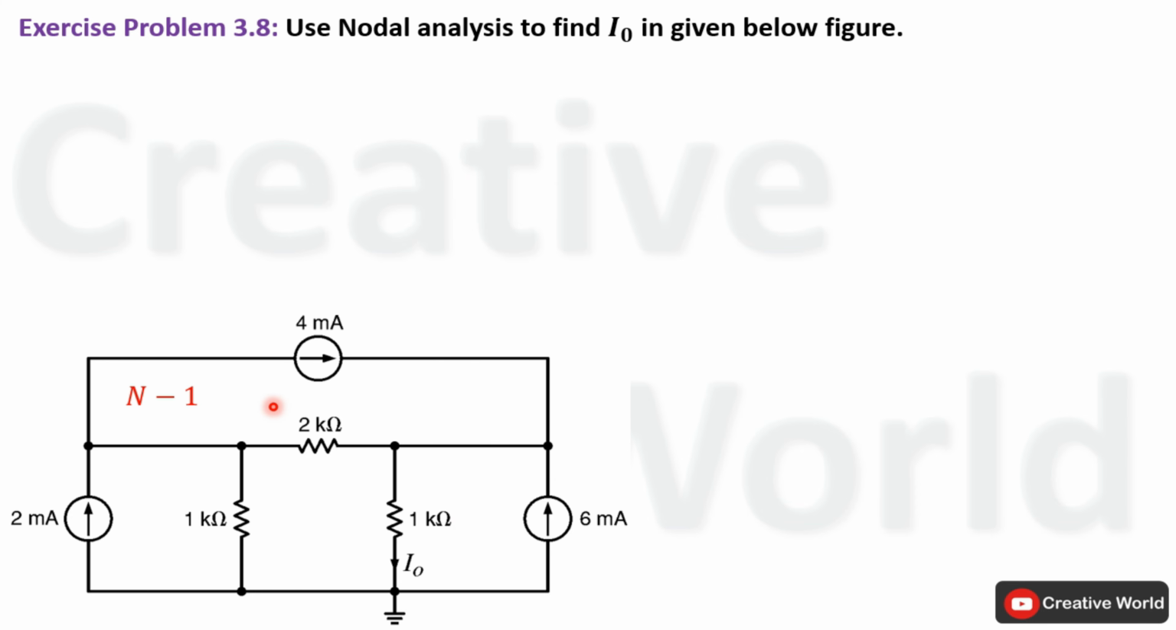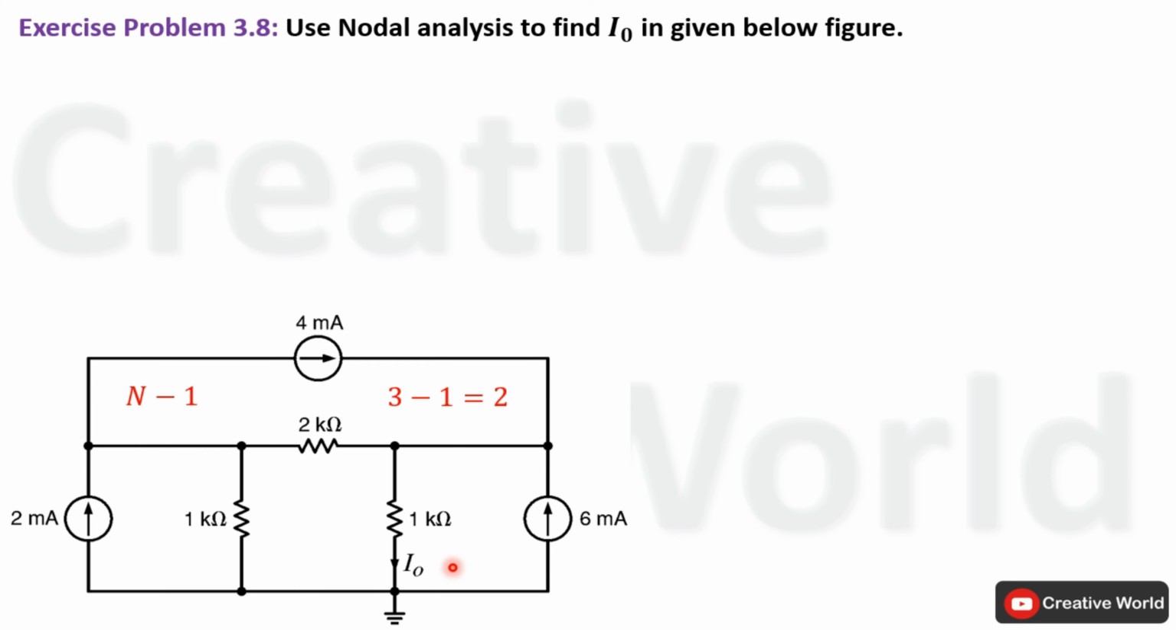In this equation, n represents the number of nodes in the network. So in our case, this circuit includes 3 nodes. One of them is this, second one is this, and third one is the reference or ground node. So enter the value of nodes inside the equation and we will get 2 maximum node equations that can be retrieved from this network.